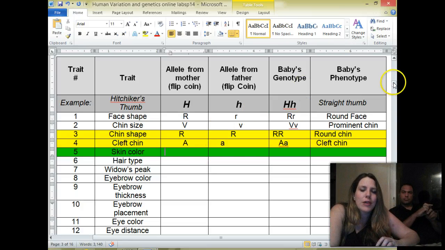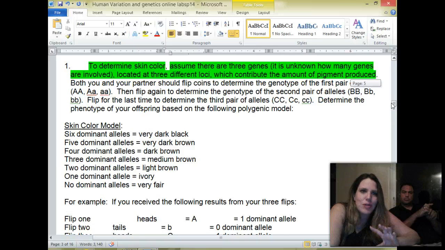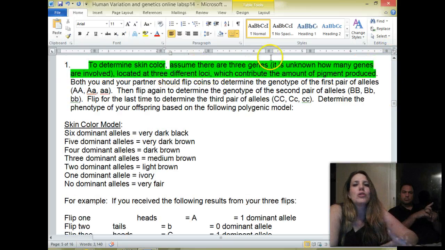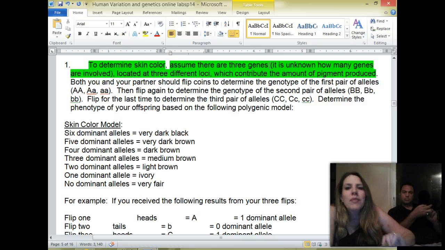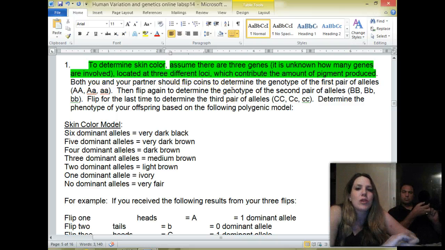So if we scroll down, let's take an example of this, or see what we're talking about. So notice I highlighted this in green just so you can pay attention to it. And you'll notice that it says, to determine skin color, assume there are 3 genes involved. Now in reality, there's probably a lot more than 3 genes affecting skin color, plus the environment. But in this case, let's assume 3 genes located at 3 different loci, which means 3 different locations on a chromosome, and that these are going to work together to produce a particular skin color.